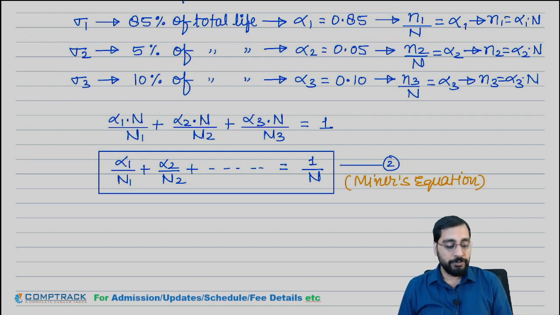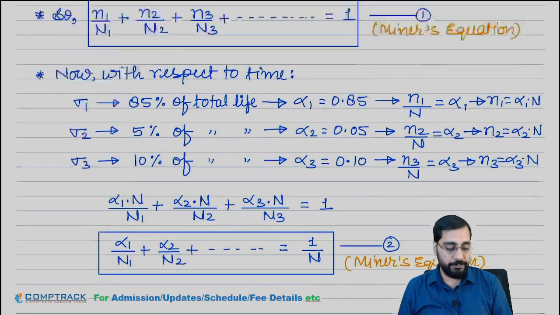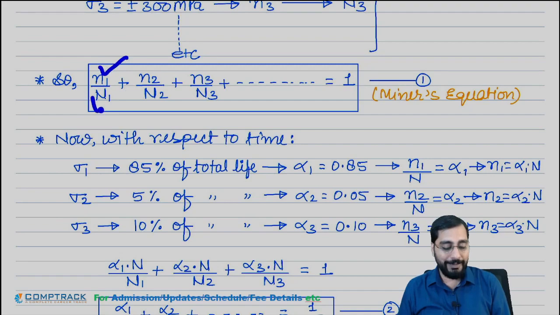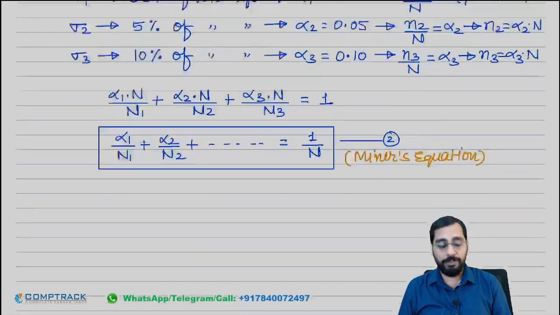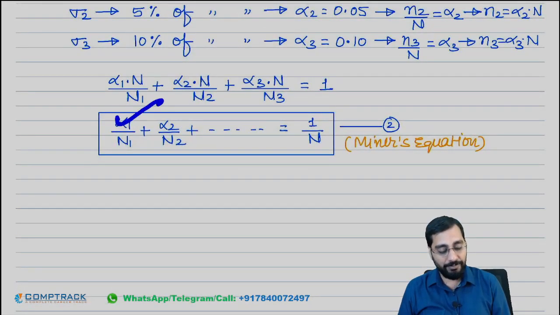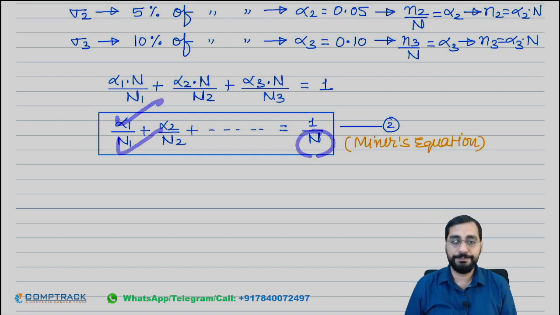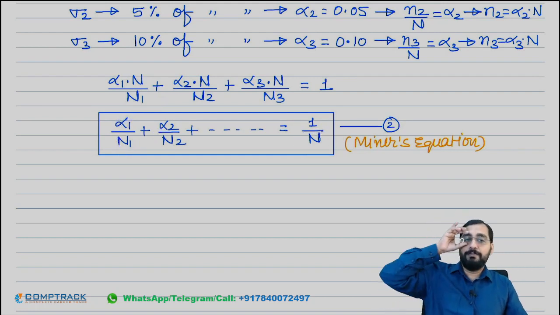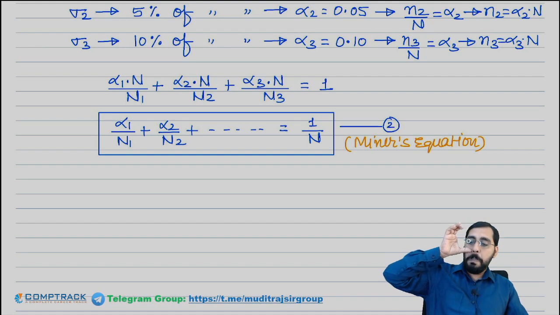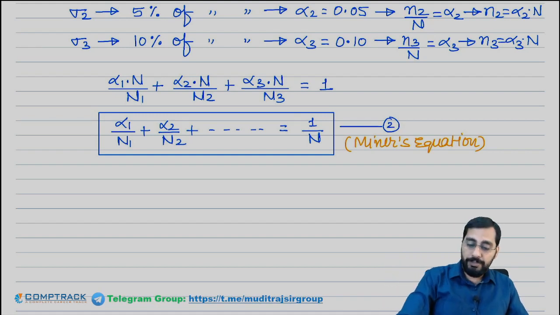Okay. So there are two Miner's equations. One in terms of small n and individual N1, N2, N3. Second is in terms of alpha and the capital N. Everyone clear up to this? Write down done here.